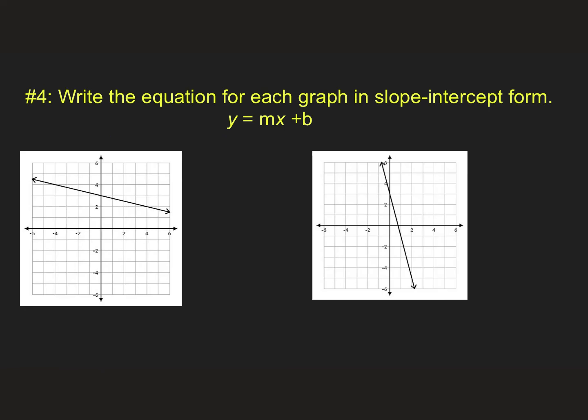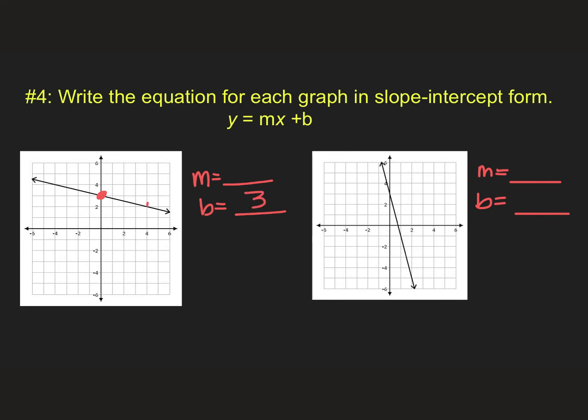The next problem just wants both equations, y equals mx plus b. There are two important things you need for writing an equation: you need the slope and you need the y-intercept. We typically find the y-intercept first, because the y-intercept is where the graph crosses the y-axis. So my b value is 3.